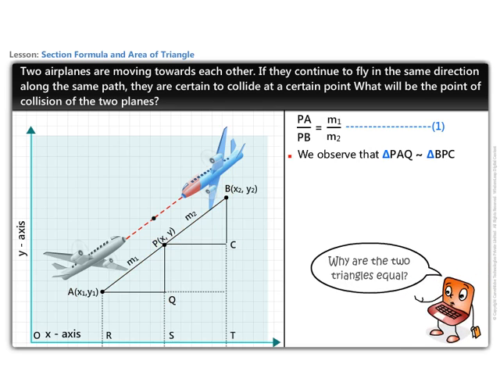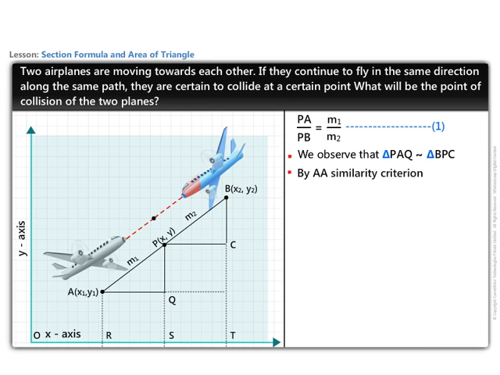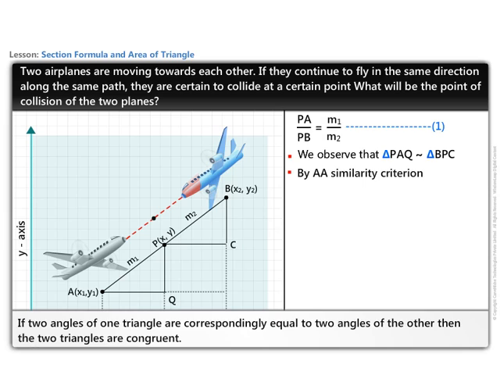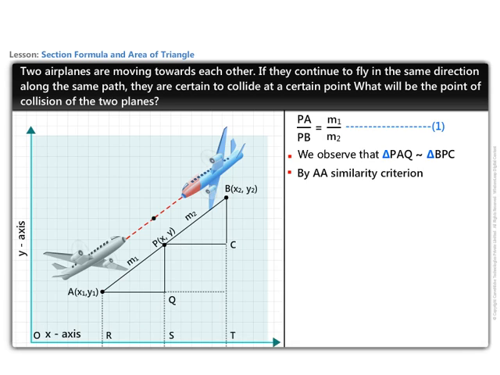Why are the two triangles equal? By the AA criterion, if two angles of one triangle are correspondingly equal to two angles of the other, then the two triangles are similar. Therefore, the ratio of the lengths of the sides is also equal. PA by BP is equal to AQ by PC, which is equal to PQ by BC. Let us represent this as equation 1.